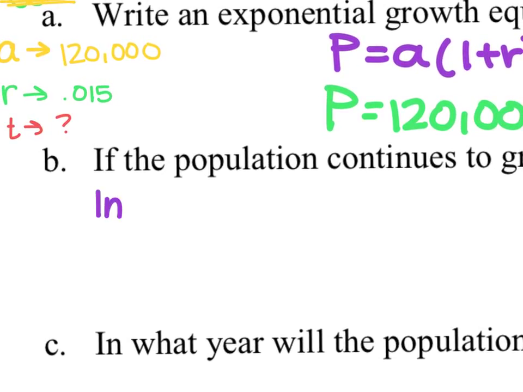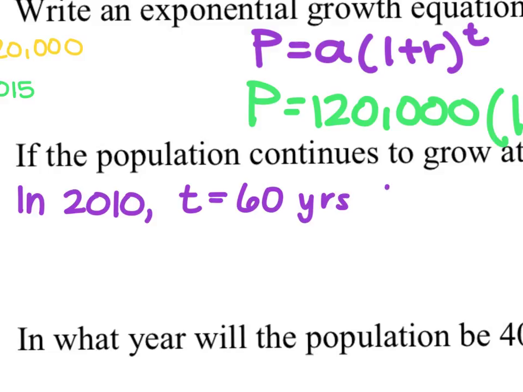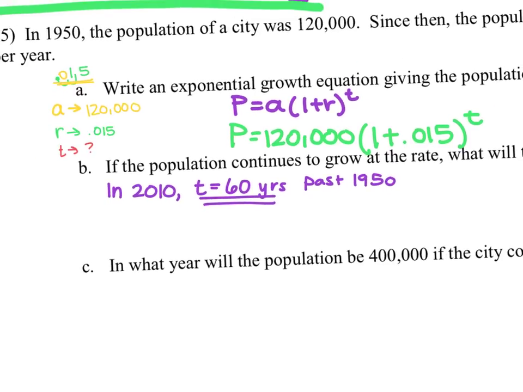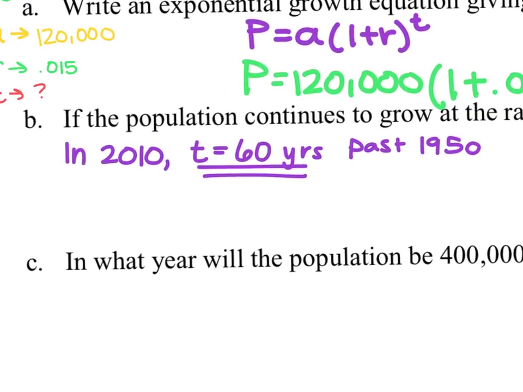So in 2010, how many years have passed since 1950? All right, so that's going to be 60 years. So t equals 60 because it's 60 years past 1950. So the t is 60. Literally just plug that in, and you're going to use your calculator. So we're going to plug in our formula.